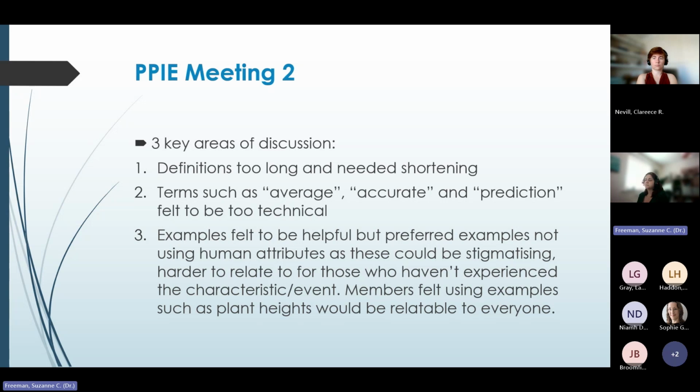They thought they could be stigmatizing, but also, really importantly, for any people who haven't experienced that characteristic or event in the example, it could be harder for them to relate to. So, for example, instead of using the height of people, they suggested using the height of plants because they felt that would be relatable to everyone.